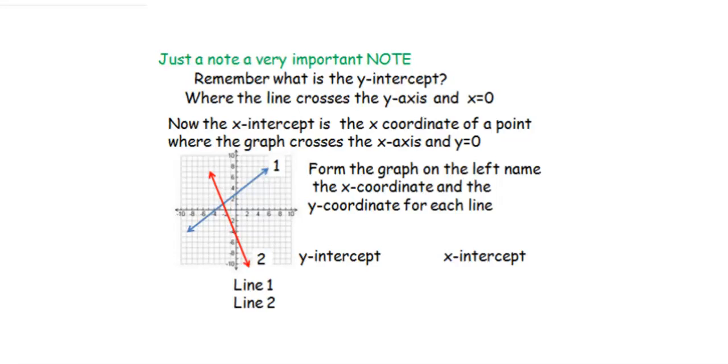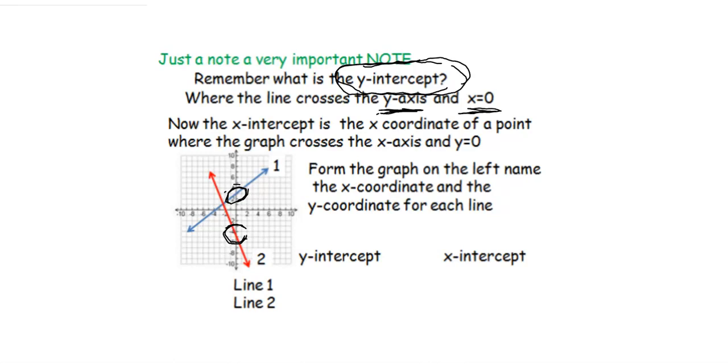Just as a quick reminder before we start talking about the standard form of equation, let's talk about the y-intercept and the x-intercept when we're talking about a graph. The y-intercept is the point where a line crosses the y-axis and the point x equals 0. So on line 2, my y-intercept will be right here at -4. And on line 1, my y-intercept would be right here at 3.